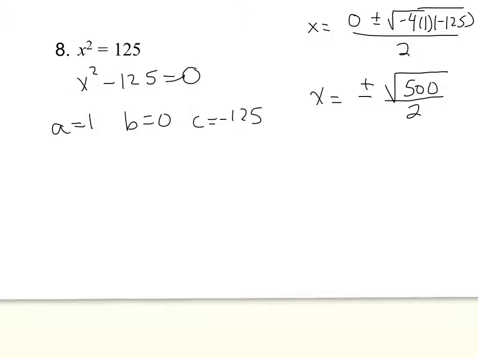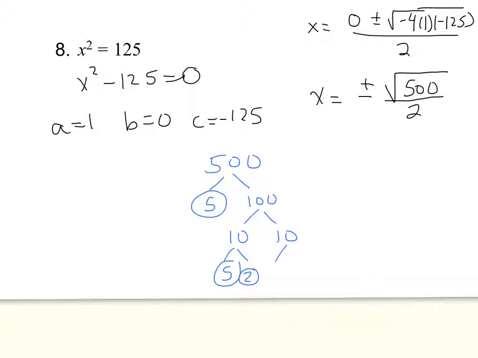Well, let's see if this simplifies, because I'm pretty confident 500 will simplify. If I break this down, it's definitely 5 and 100. So there's my prime. It's 10 and 10. And this can be broken down as 5 and 2 and 5 and 2. But now if you look at this, we have a pair of 5s and a pair of 2s with just a lone 5 left over.